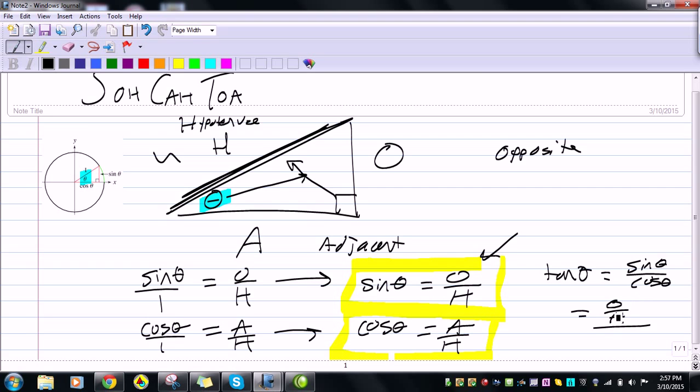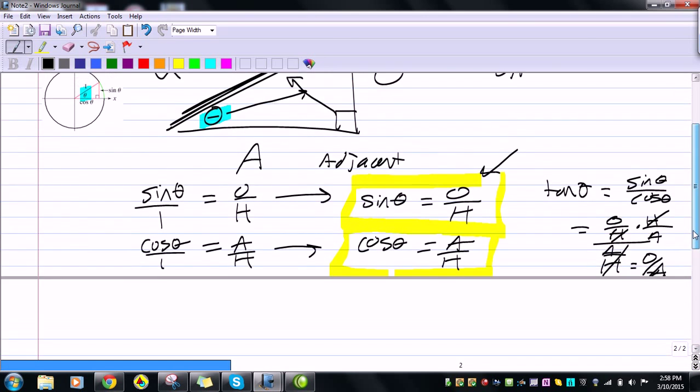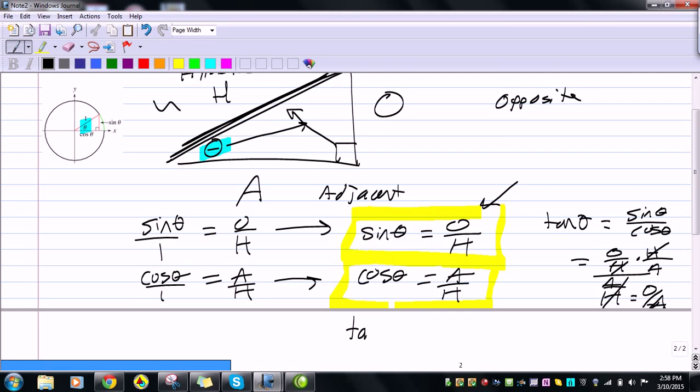Oh, and the cosine of theta on the bottom is A over H, right? And we're trying to figure out what that means. So when I divide by a fraction, I multiply by the reciprocal of the denominator. The H's cancel, and I'm just left with O over A. So I'm going to write that a little cleaner up here. Tangent of theta equals opposite over adjacent.